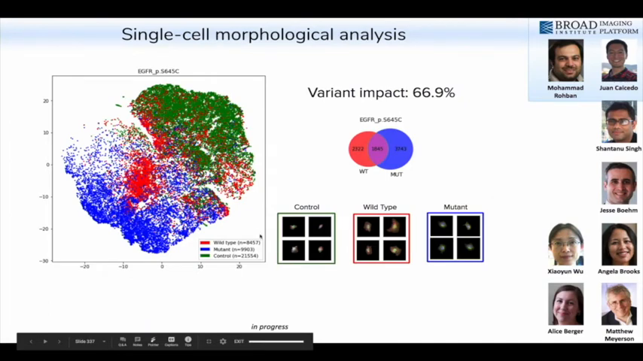And here's a picture of how that looks in real life. We have three populations here. Each cell is a dot. The control situation is green. In red is the wild type. You can see there's definitely some cells in the wild type situation that don't look like controls. And then if we have a mutation, it's clearly not overlapping the wild type version. So that gives you a Venn diagram like this, where the mutant is definitely different than the wild type.